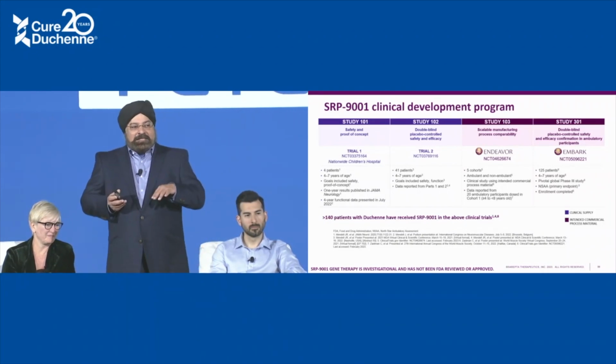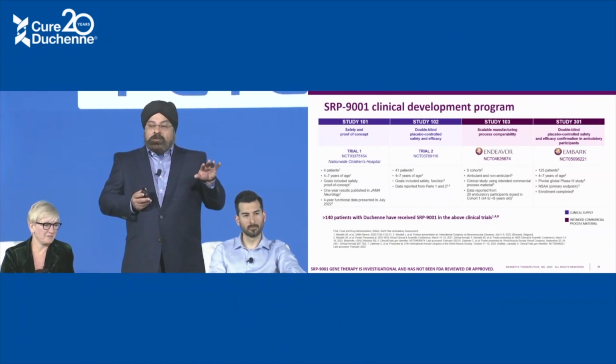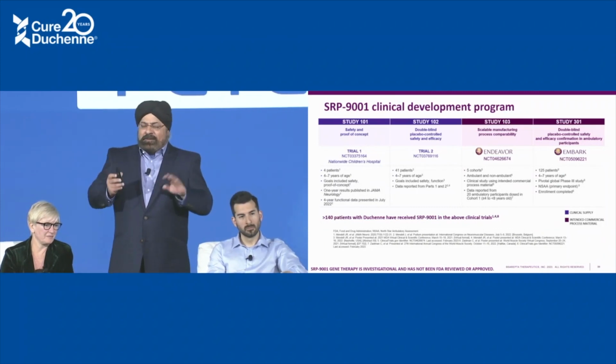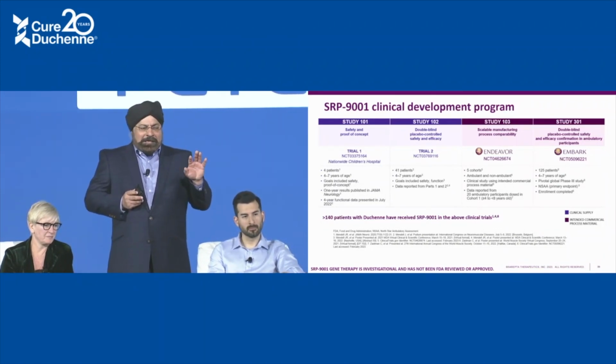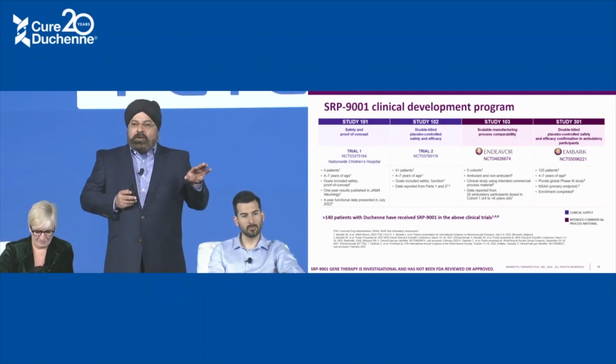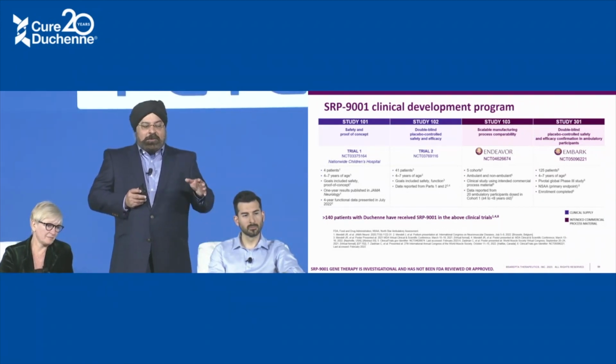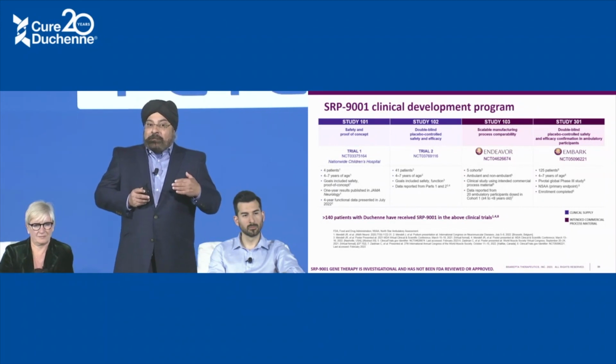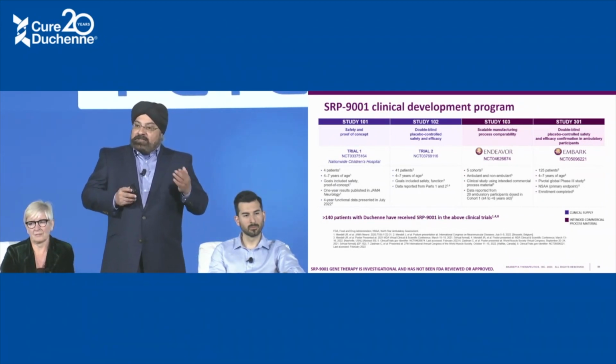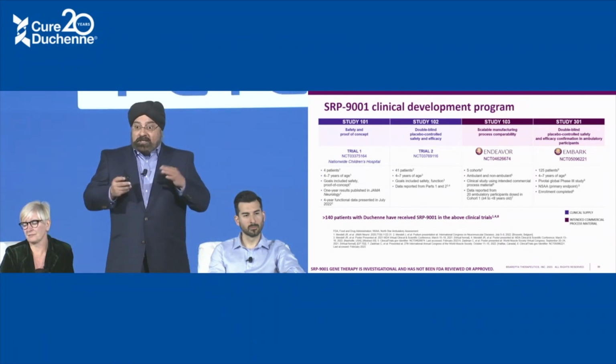This package that we submitted was based off our 101, 102, and 103 studies. I think we've covered them in previous forums, but just as a big overview, 101 was our first proof of concept study by Dr. Mendell at Nationwide. 102 was our pivotal trial with 41 patients randomized to placebo and control. Hit a primary endpoint of dystrophin expression, the biomarker.